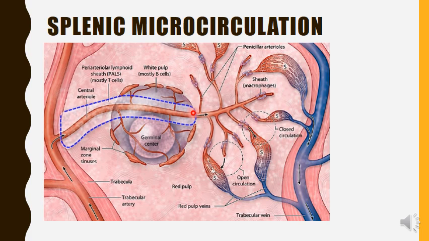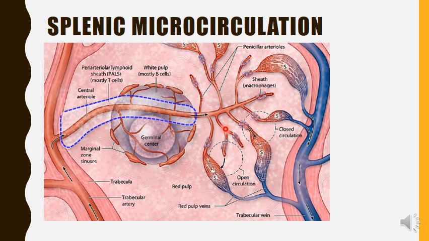Thus, arterioles are intralobular in position and invested by a lymphatic sheath. Arterioles divide repeatedly within the lymphatic sheath, and at the point where the sheath disappears, each arteriole subdivides into 3 to 5 straight vessels known as penicilli. These are called penicillar arterioles. So from the central arteriole, the penicillar arterioles are branched off.